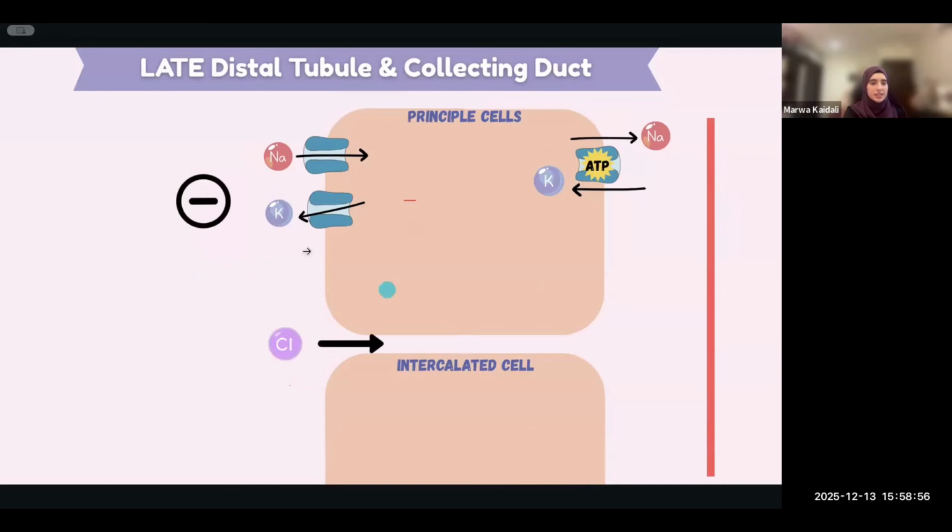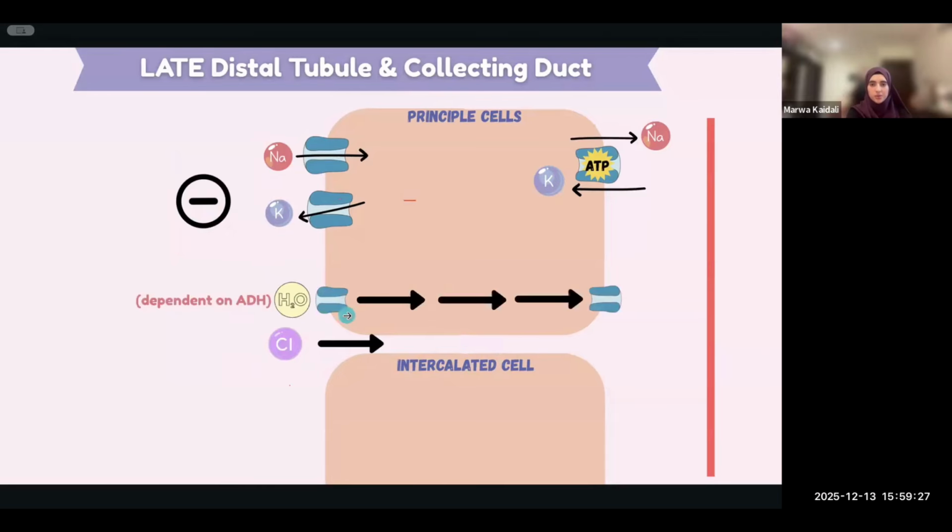Now, something else that we see in the principal cells is that because sodium gets reabsorbed, it's going to cause the lumen voltage to become negative, because sodium is positive. Now, this negative charge is going to push chloride to get reabsorbed paracellularly. So this is something else that we see: sodium chloride reabsorption in the principal cells.